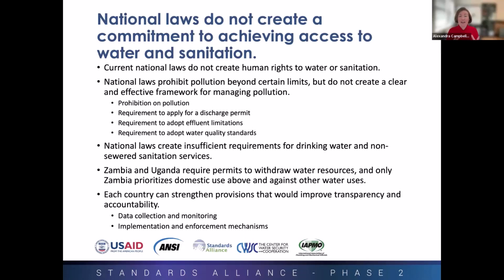The challenge is that the law doesn't give a lot of guidance or create really that clear framework for actually managing that process and overseeing the reduction in pollution. So while there is that basic prohibition in place in all 3 countries that you cannot release contamination beyond certain limits, there isn't that clear framework.